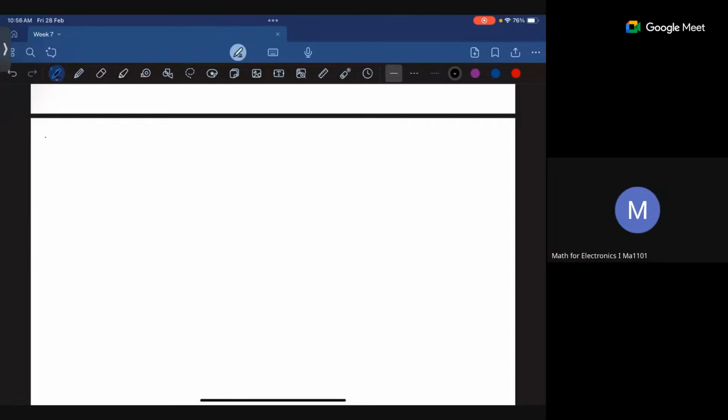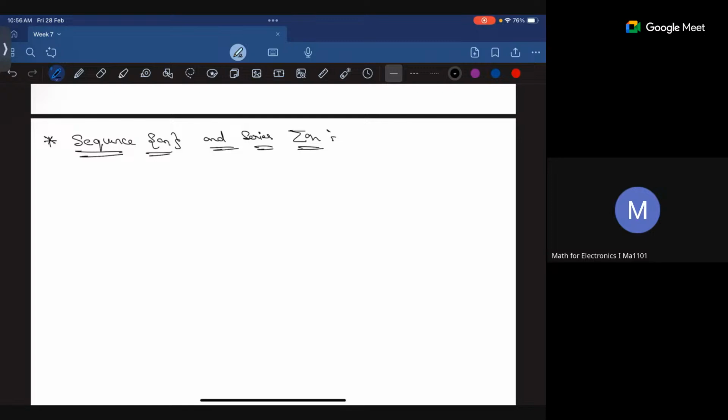Okay, so the final thing, in the last 4 minutes that we have, we will try to talk about the connection between the sequence a n and the series a n. So this series is generated from this sequence, and what is the connection basically?